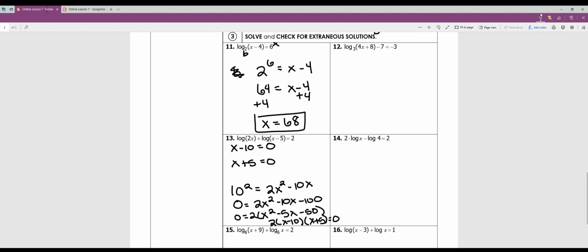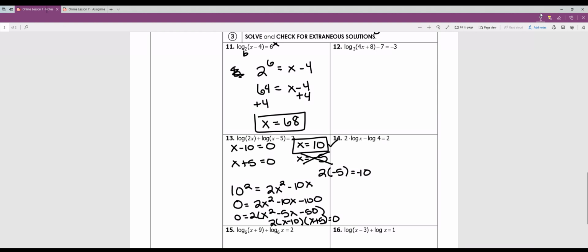So when x minus 10 is equal to 0, that tells me that x is equal to positive 10. And when x plus 5 is equal to 0, that means that x is negative 5. And if I plug in the 10 to either log, I'm going to get a positive number. So that one's fine. But if I plug in negative 5 to 2x, that's going to give me negative 10. And that can't happen. So negative 5 is not a solution. So our only solution for number 13 is x equals 10.